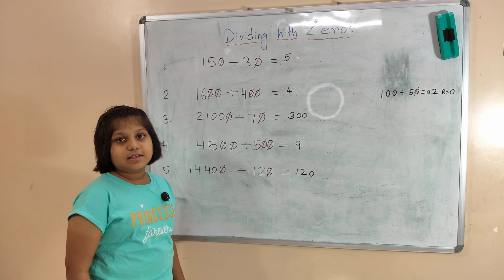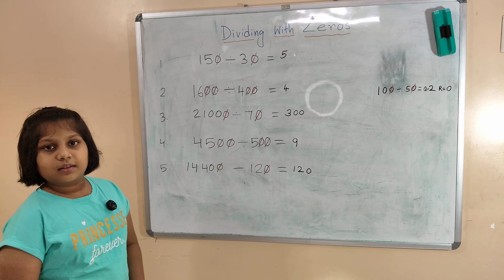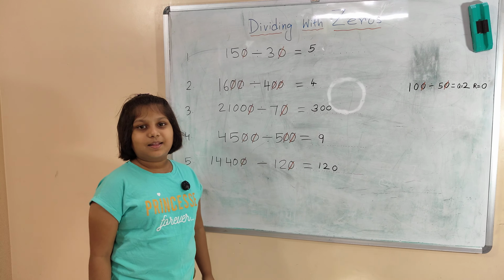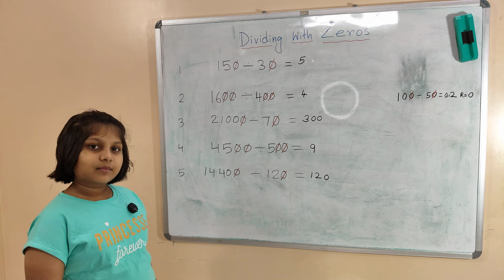Is this clear? Yes, Mama. So it's easy? Yes, Mama. So you can do long divisions with zeros, right? These are the tricks of division. Magic tricks of zeros.